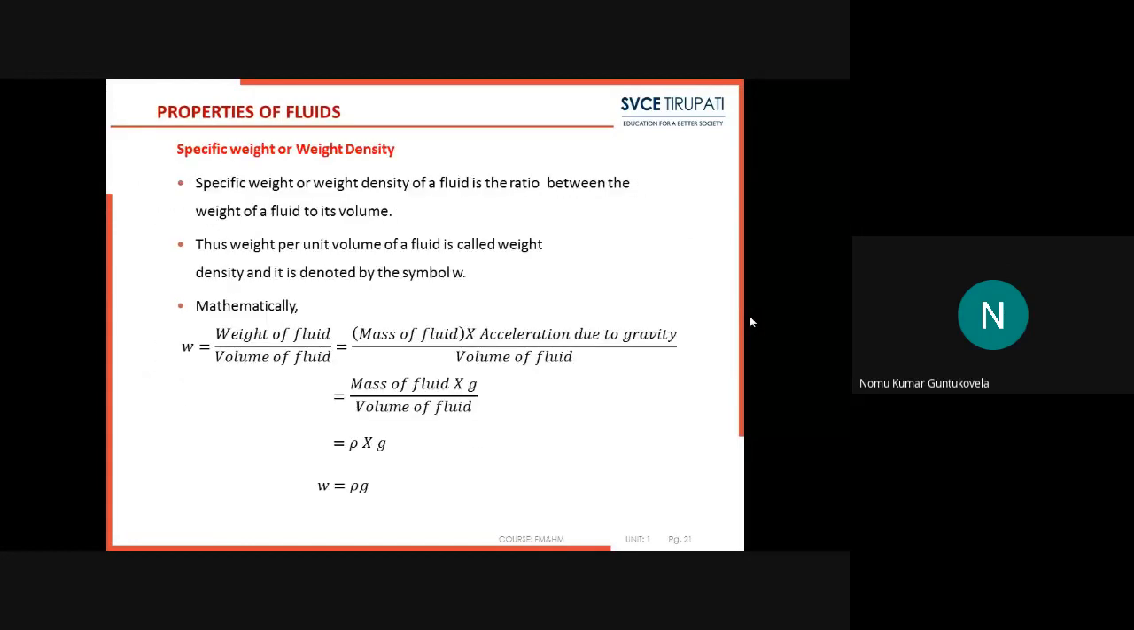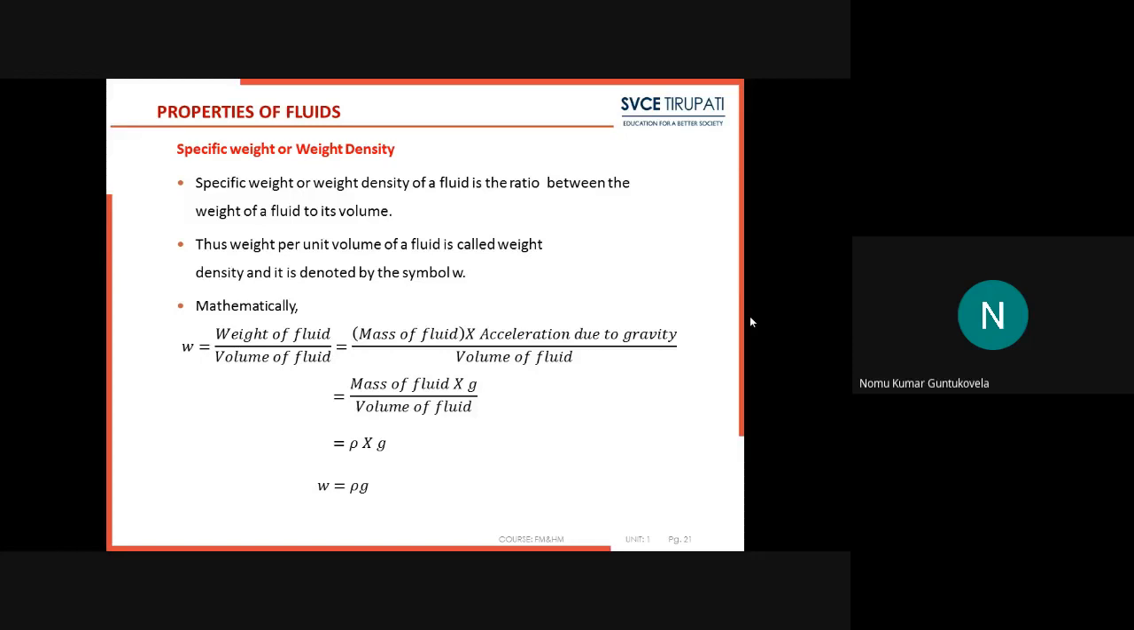Next, weight density. Weight density is the ratio of weight of the fluid to its volume, and it is denoted by w. So w equals weight of the fluid divided by volume of the fluid. Weight is nothing but mass into acceleration due to gravity. That is, weight of the fluid is mass of the fluid into acceleration due to gravity, and then the volume of the fluid is also there.